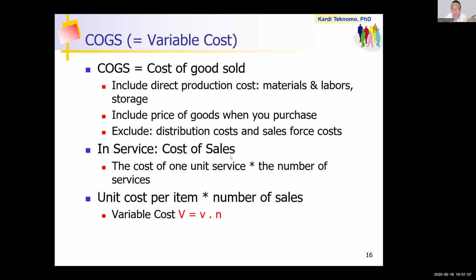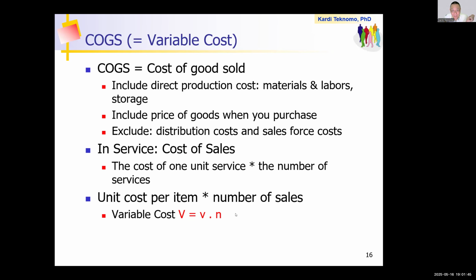In service, this is the cost of sales, so the cost of one unit service multiplied by the number of service. Important here is unit cost per item multiplied by the number of items. So variable cost is always this one. I will use capital V for variable cost, small v is the unit cost per item, and N is the number of items. Consistently, we use the same notation here.